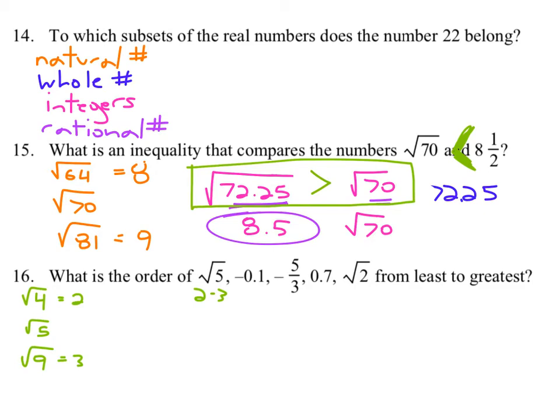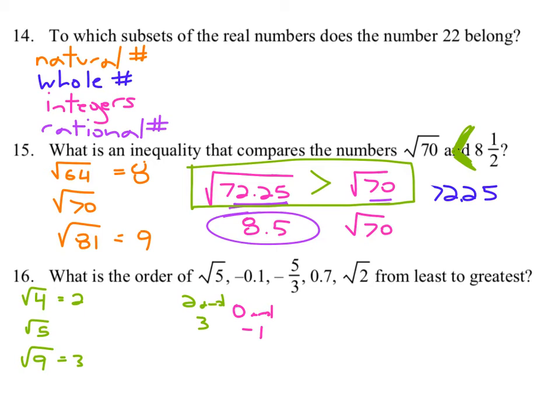This number right here, negative 0.1, well, that's between 0 and negative 1. So I'm going to say that's between 0 and negative 1. That's maybe a better way to write it than what I wrote for this one. So that one is between 2 and 3, and this one is between 0 and negative 1.